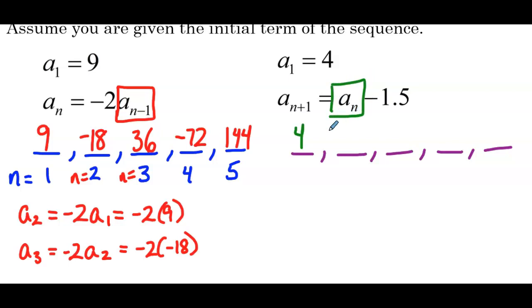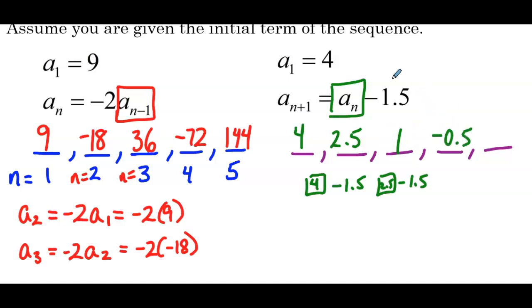Right, so this is that previous term. So 4 minus 1.5, that would be 2.5. Right, to visualize that out, I put 4 inside, minus 1.5, get 2.5. Then 2.5 goes in, and we're subtracting 1.5, so we get 1. Then subtract 1.5 again, negative 0.5. Subtract 1.5 again, negative 2. So our sequence is 4, 2.5, 1, negative 0.5, negative 2.